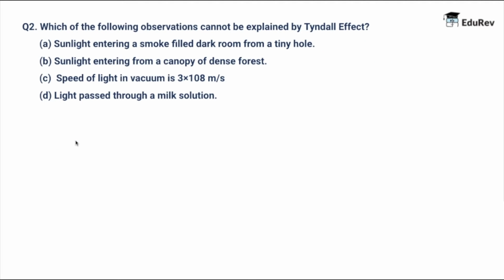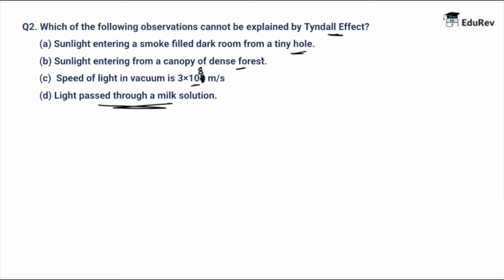Let's move on to question number 2. Question number 2 states: which of the following observations cannot be explained by the Tyndall effect? Number 1, sunlight entering a smoke-filled dark room from a tiny hole. Number 2, sunlight entering through the canopy of a dense forest. Number 3, speed of light in vacuum is 3 into 10 to the power 8 meters per second. And number 4, light passed through a milk solution.